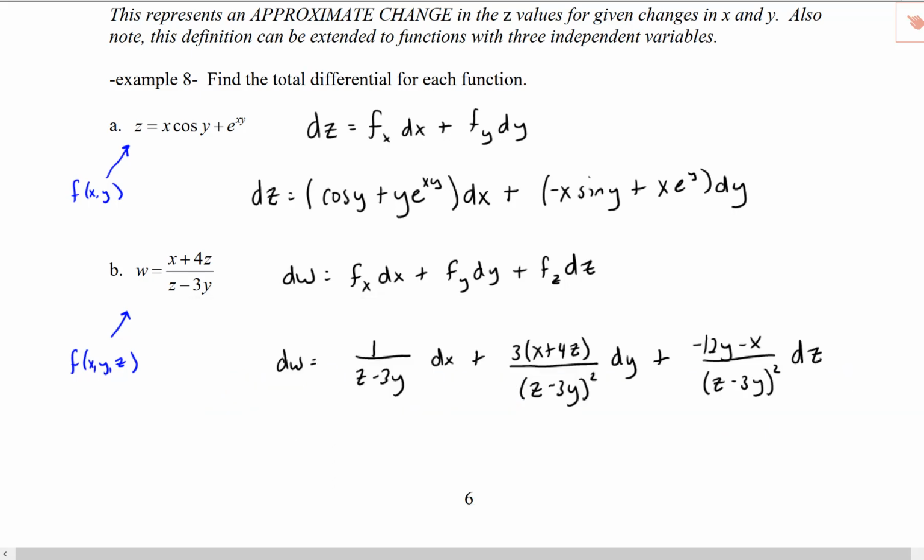Okay, welcome back. Take a look and see if you were able to find all your partial derivatives correctly. If you made any mistakes, go back and check your work. And if you believe I may have made a mistake, which of course we always know is possible, then let me know. All right, let's go on to the next page and use these total differentials.